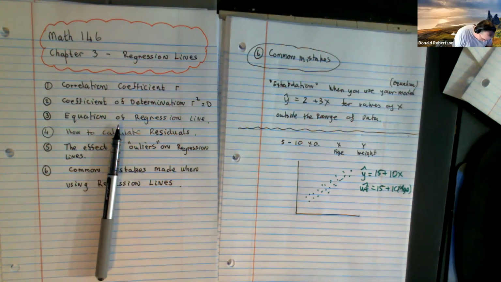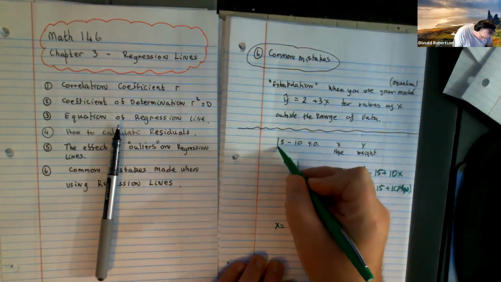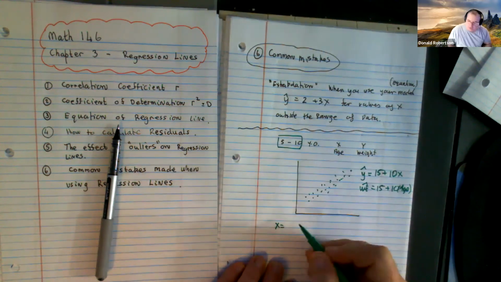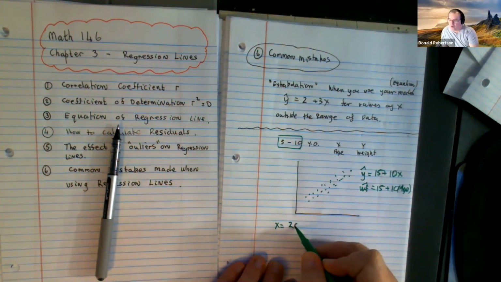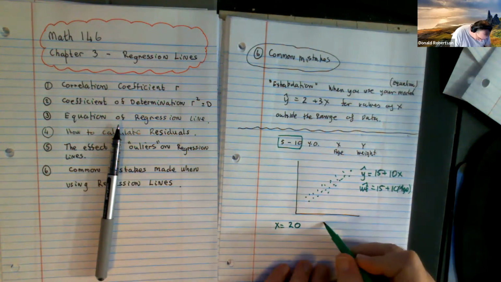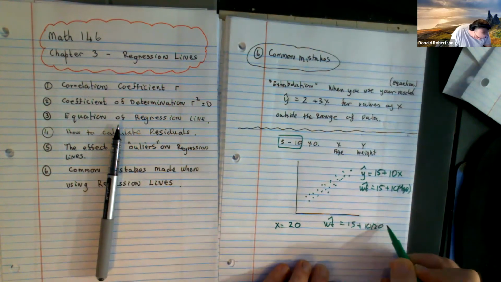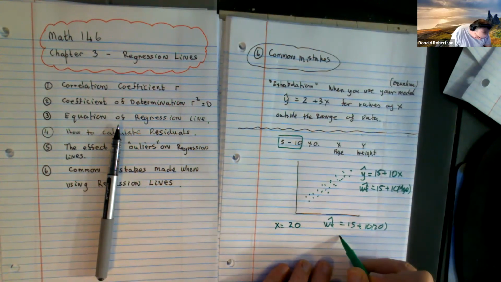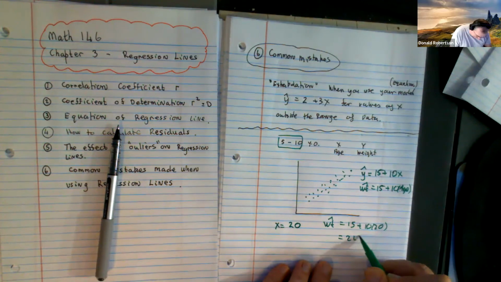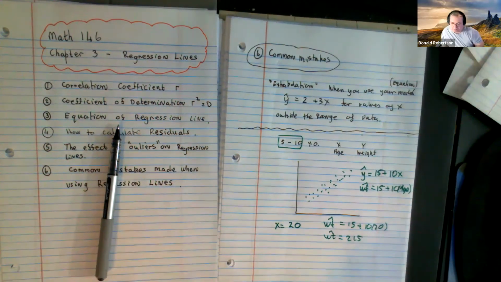Extrapolation is when you use it for an x value outside the range of the data. So you use it for a 20-year-old. What will a 20-year-old weigh? Well, you've got your formula. The predicted weight for a 20-year-old is 15 plus 10 times 20, and it ends up being 215. A little bit on the big side.